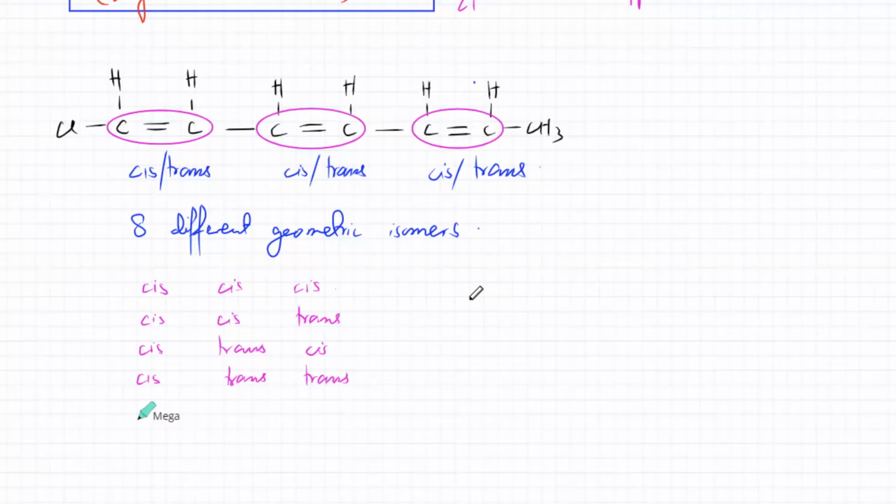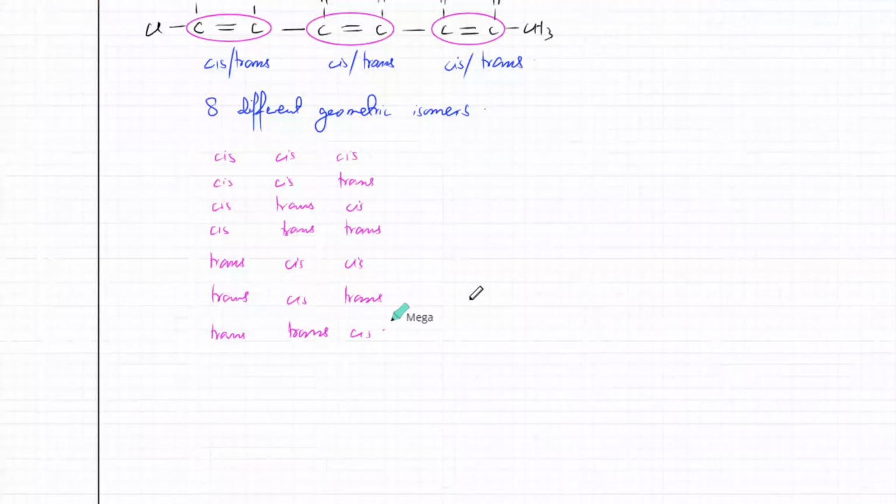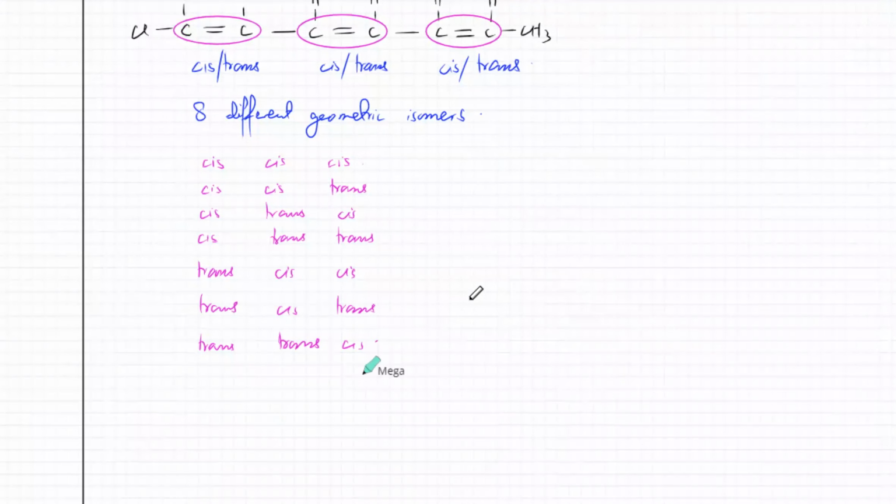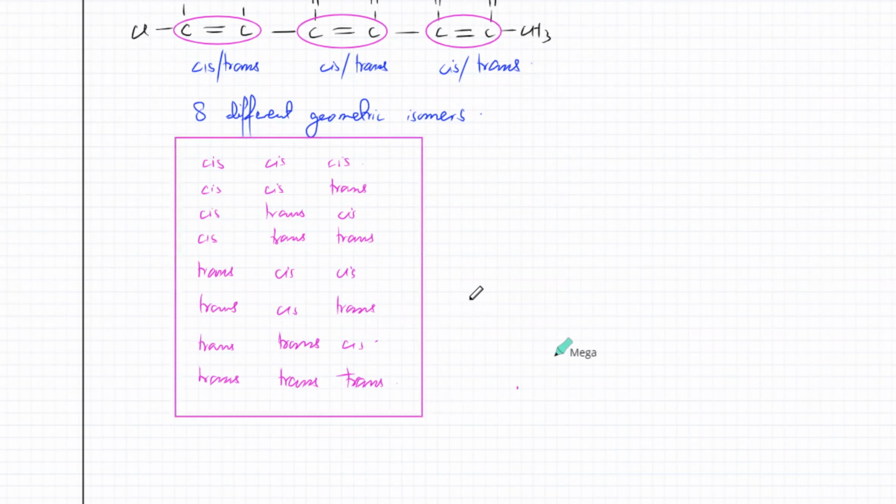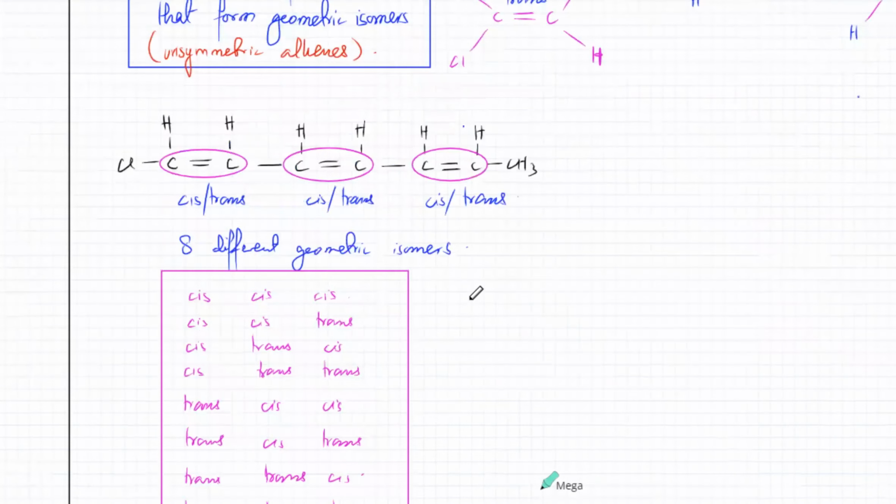And then the first one would be trans, the other two could be cis, or you could have trans, cis, trans, or you could have trans, trans, cis, or we can have another one which is all of them could be trans. So all of them can be trans as well. So basically eight different combinations. Now, eight different geometric isomers are possible, and you can make for three.